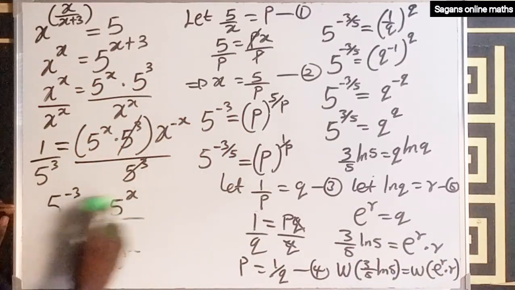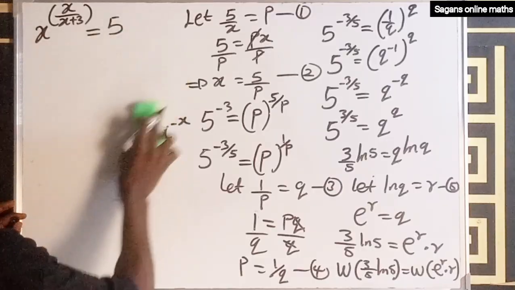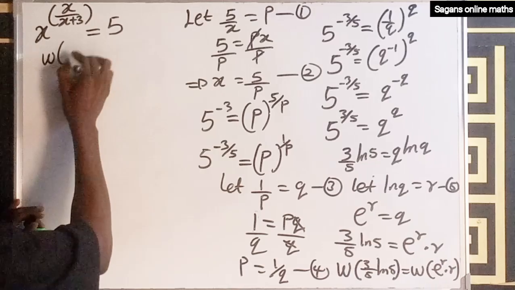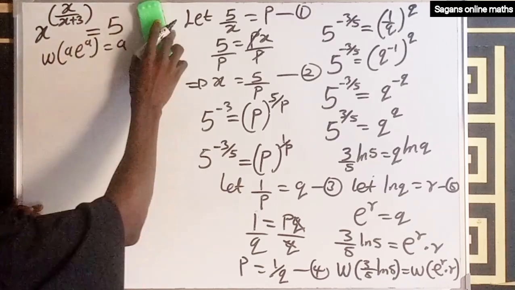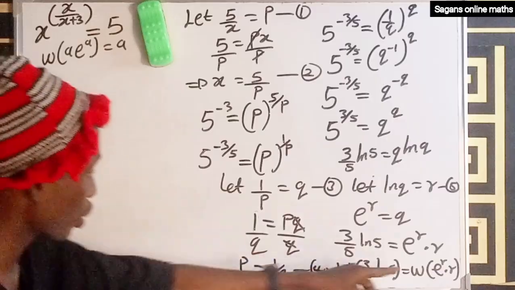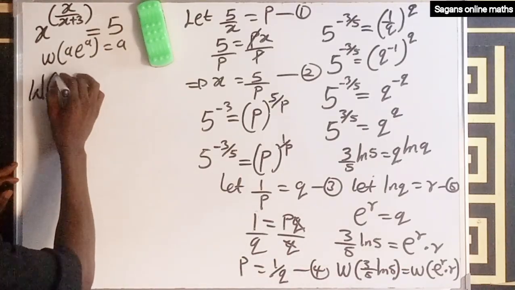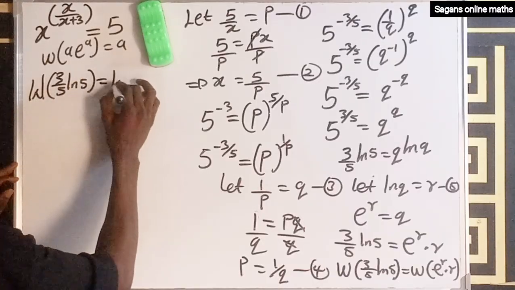And by definition of Lambert, the Lambert function of a multiplied by e to a equals what? A. Take note that the Lambert function of a multiplied by e to a equals a. If this is true, that means we can do something interesting here. So that means the Lambert W function of 3 divided by 5 ln 5 equals the Lambert W function of what?